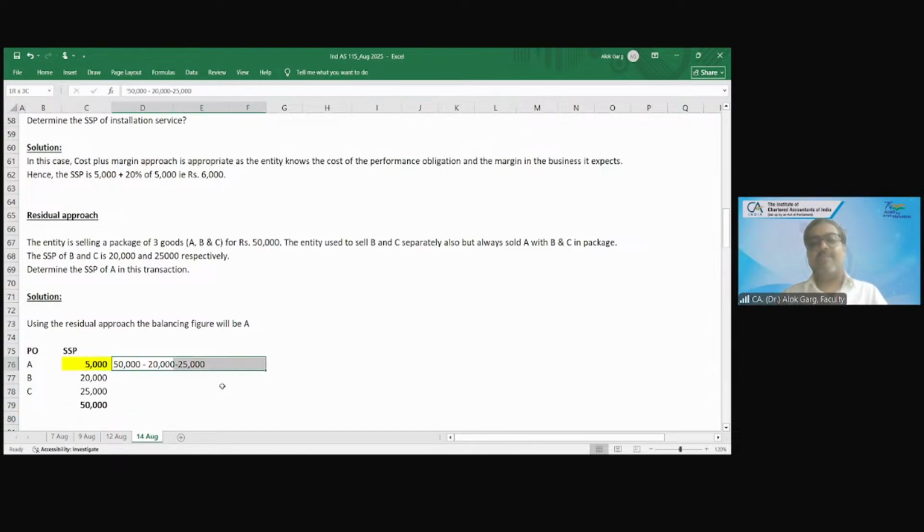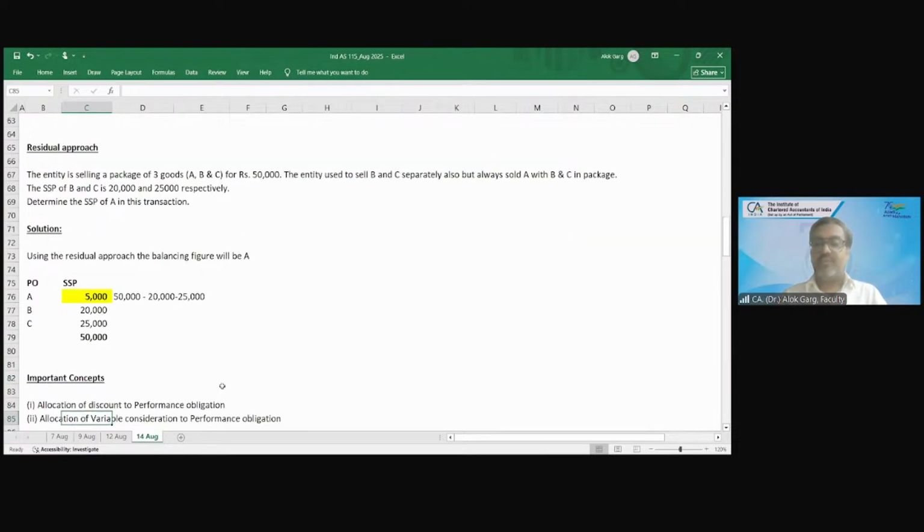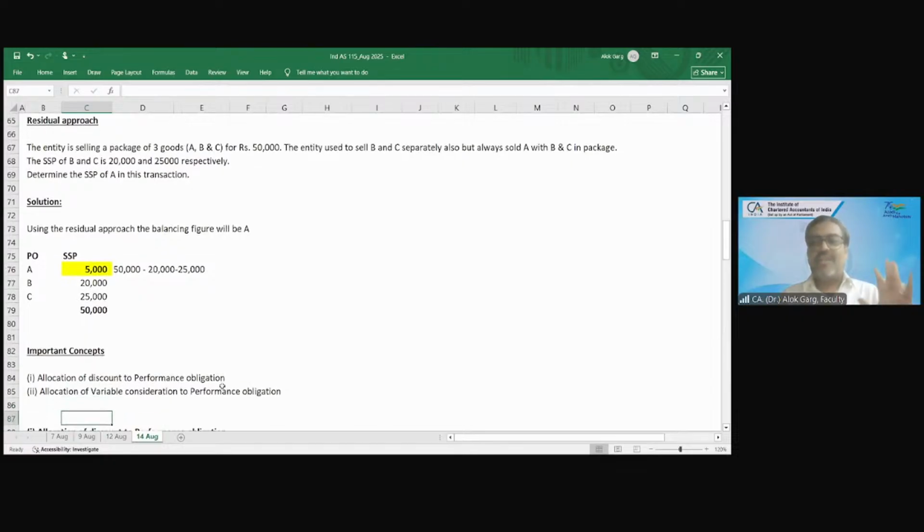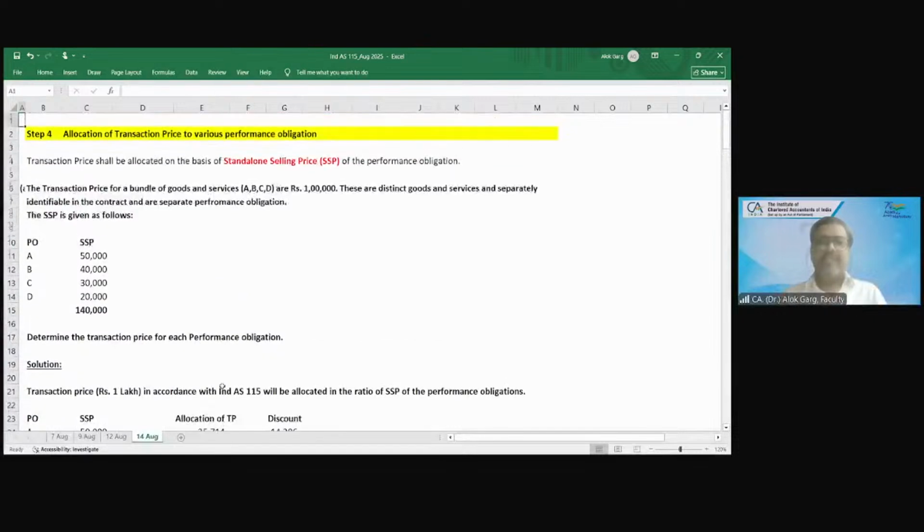So 50 minus 20 minus 25 is 5,000. 5,000 is the standalone selling price. The standalone selling price of what? Of A, using the residual value approach. I hope all these three approaches are clear to all of you. Can any student explain to me a summary of allocation of transaction price to various performance obligations?